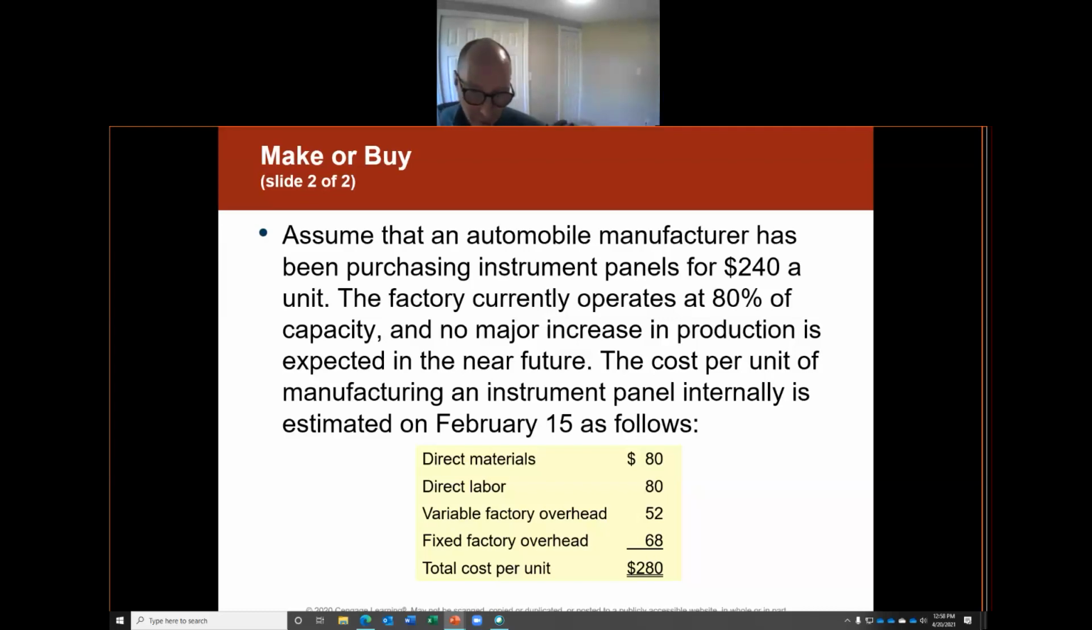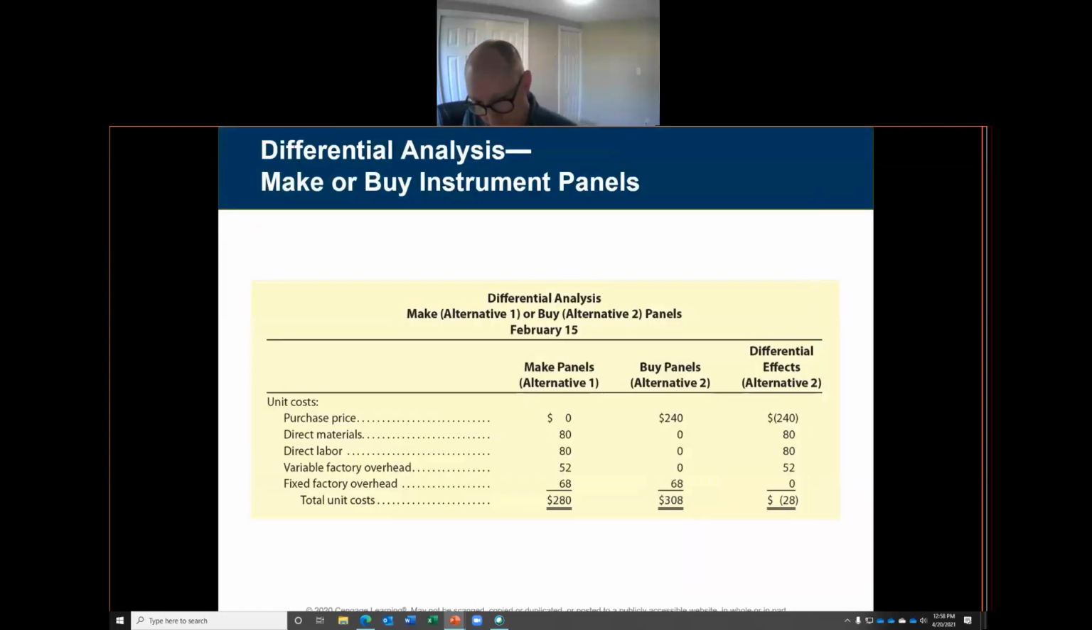Direct materials, $80 per unit. Direct labor, $80 per unit. Variable factory overhead, $52 per unit. Fixed factory overhead, $68 per unit, giving a total cost per unit of $280. That's how much it costs me to manufacture it, of course. Or I can purchase it for $240 per unit. The company's operating at 80% capacity, so we have the room to do it.